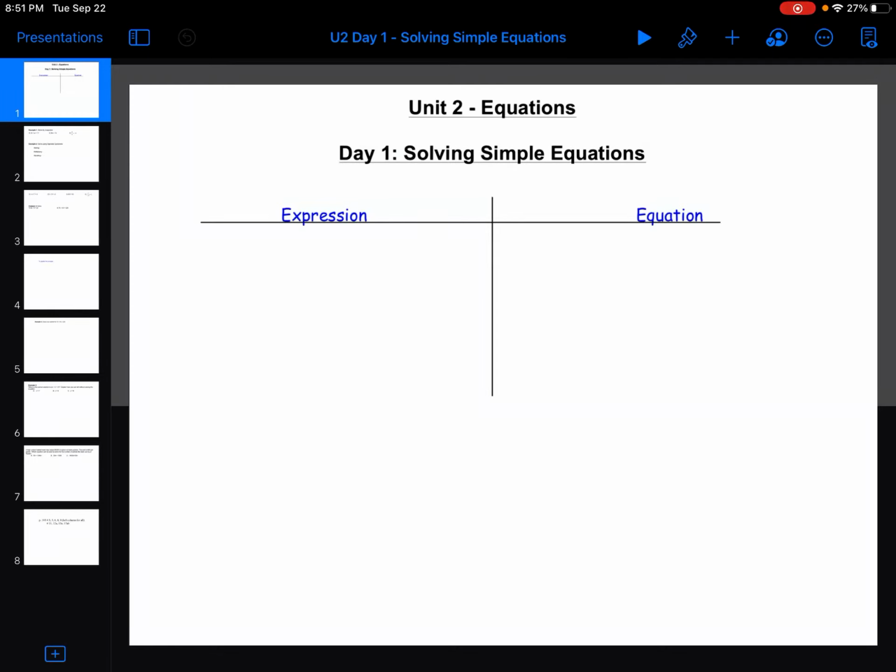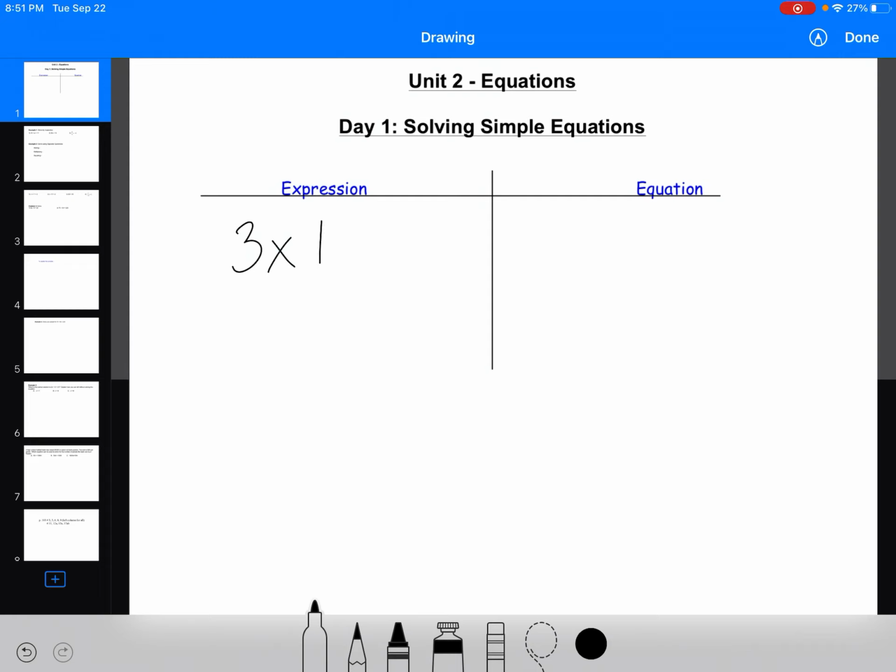Okay, so starting with equations, we're going to look at just first what the difference between an expression and an equation is. The last unit we were looking at things like 3x plus 4, and that's an expression. To make it an equation, 3x plus 4 equals 0. The difference between an equation and an expression is just the equal sign. We can now solve for x.